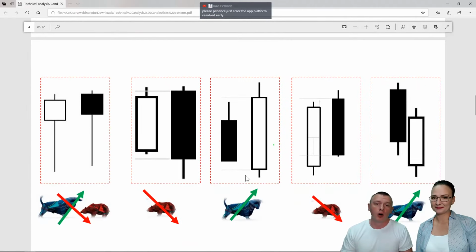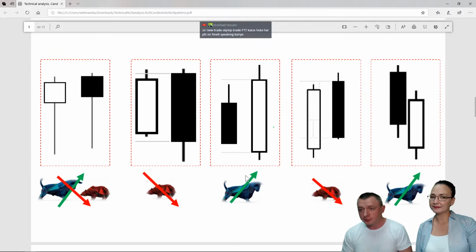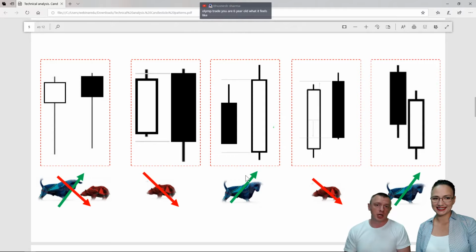Okay, my friends. As for reversal patterns, these are the most popular ones which you can often meet on a chart. The first one is a hammer or a hanging man. With this pattern, candlesticks can be green or red, it does not matter. They can appear at the top or at the bottom of the chart, and it means that the price is going to reverse.